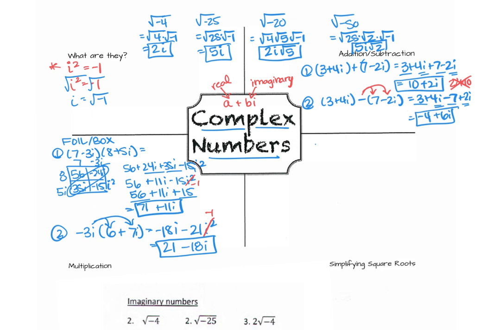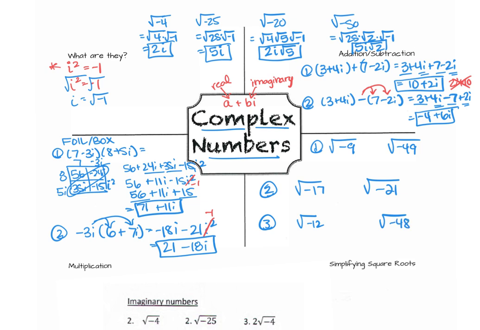So let's do a few more square roots to practice this. Let's say I have the square root of negative 9 and the square root of negative 49. How about on row 2? Let's do the square root of negative 17 and the square root of negative 21. And then how about we do the square root of negative 12 and the square root of negative 48. Why don't you pause this video, try to do those 6 problems, and come back and see how you did.